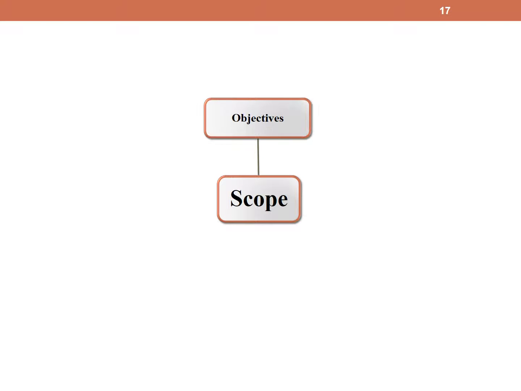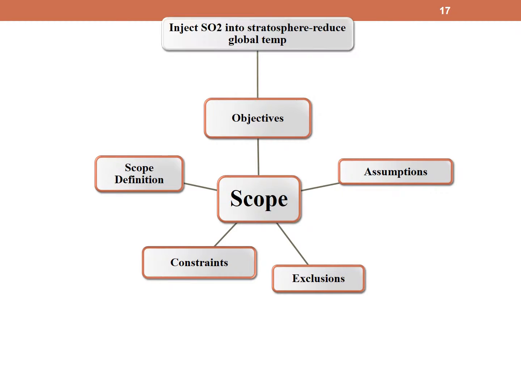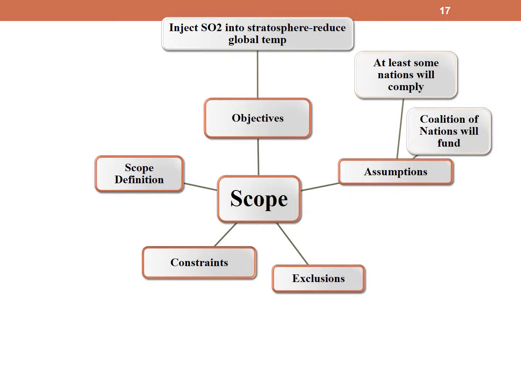To discuss the scope of this analysis, we'll go over the objectives, the assumptions, the exclusions, constraints, as well as the scope definition. The objective of this system will be to inject sulfur dioxide into the stratosphere to reduce the global temperature. The assumptions are that at least some nations will comply, the coalition of nations will fund the system, and this system will only be implemented after political action fails.